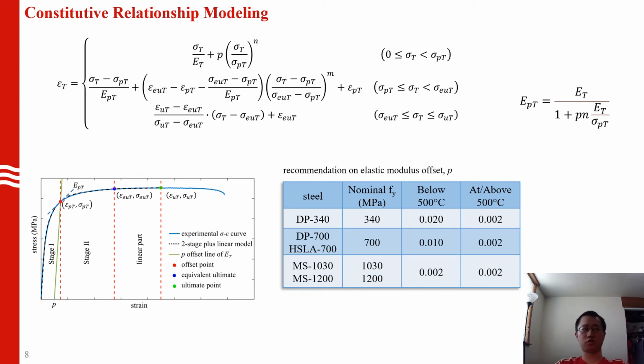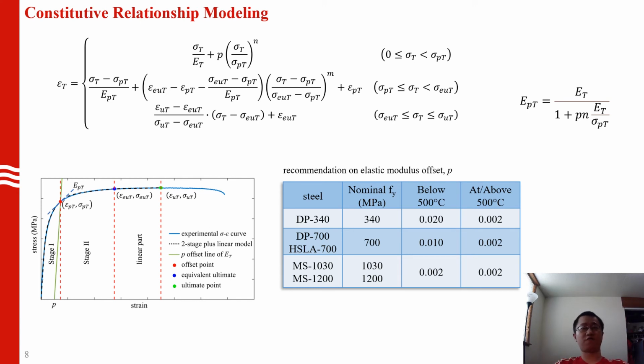The first stage is from the origin to the P-proof stress, and the second stage is from the P-proof stress to the equivalent ultimate point, which has a stress value equal to 99% of the ultimate strength, and the final linear part is between the equivalent ultimate point and the ultimate point, and is simply depicted by a straight line. The p-value will not be constantly 0.2% as in conventional practice.